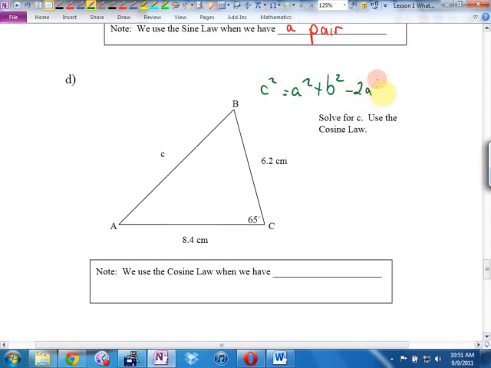And that's on your formula sheet as well, is it not? Brett, you got your formula sheet in front of you? Can you double check the cosine law on there? Is the cosine law on there with the C squared by itself or with an A squared by itself? Okay.